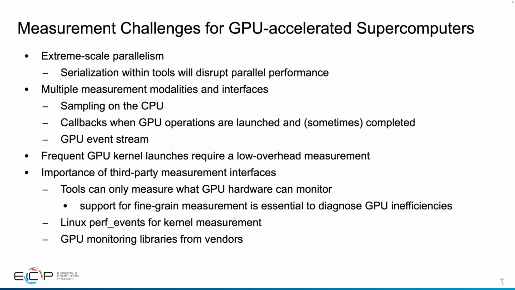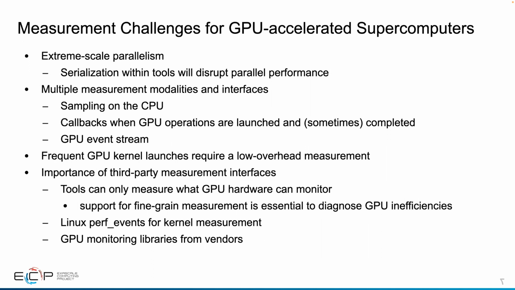On the GPU, we get callbacks from the vendor's GPU runtime infrastructures when operations are launched, and sometimes when they're completed. And for NVIDIA and AMD GPUs, we also get a GPU event stream through something called an activity API. And so there are several different ways that we're measuring. We're either intercepting the GPU callbacks, we're monitoring the event stream, and we're sampling on the CPU.